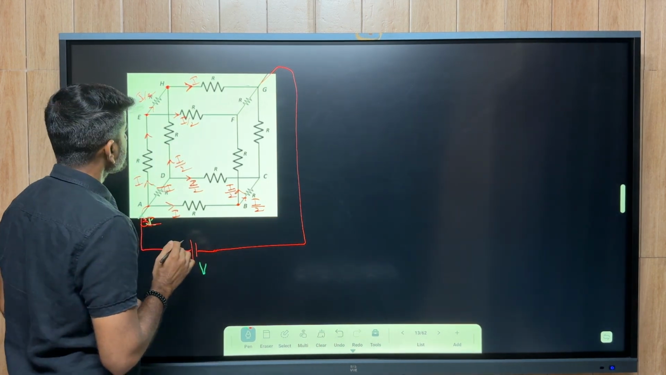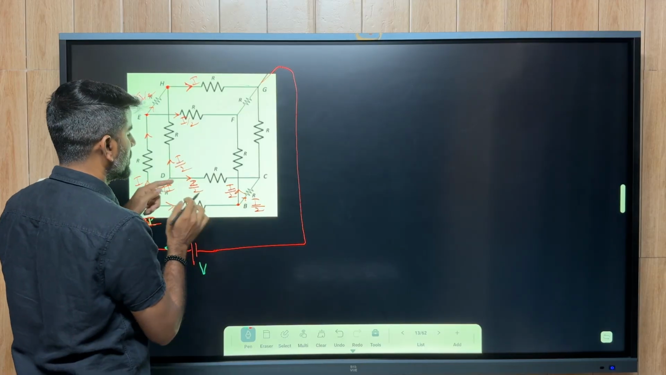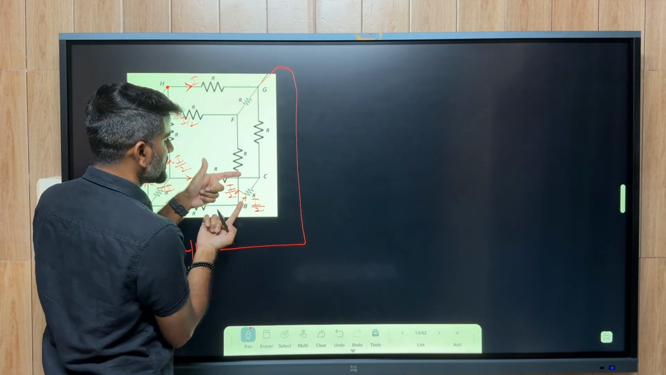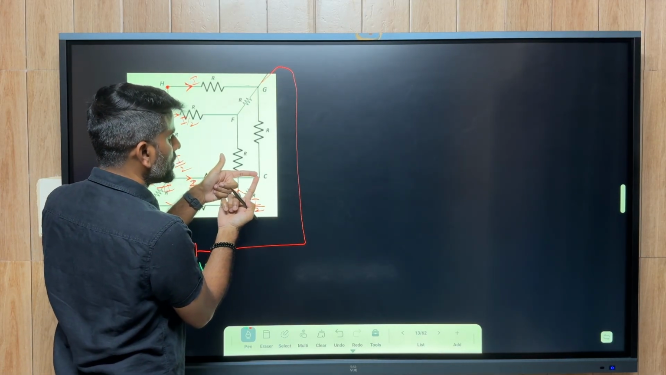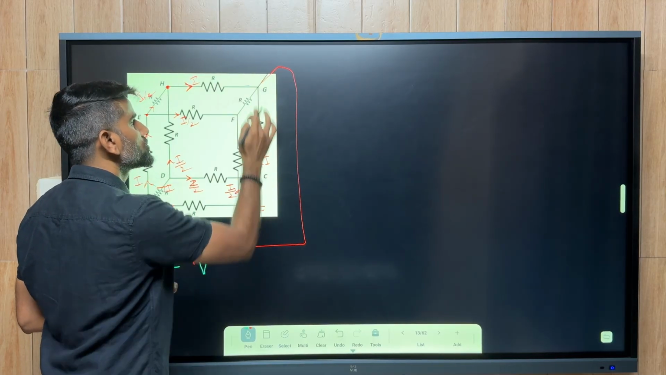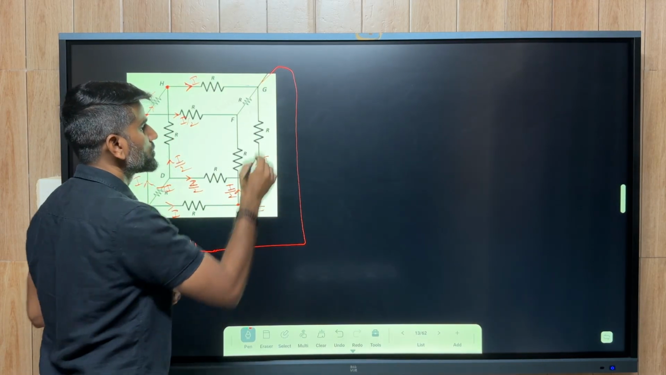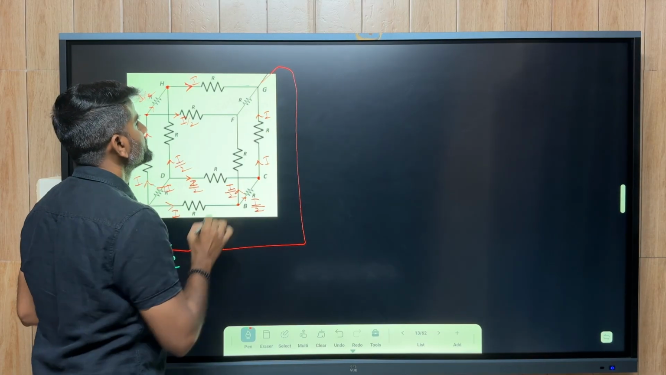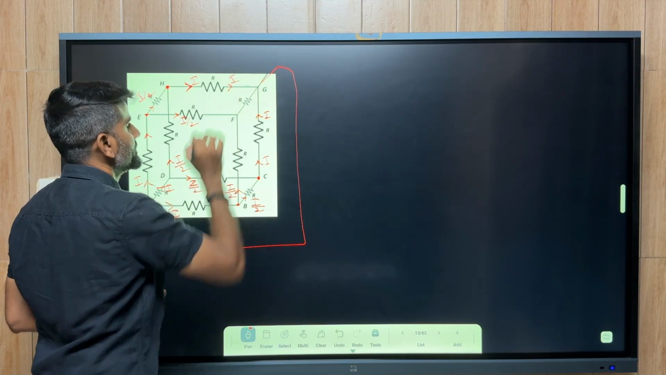Now let's look at this one. This current is flowing in this direction, this current is also flowing in this direction. Both these currents will add up and give the current I through this branch. So current I, and here also current I.